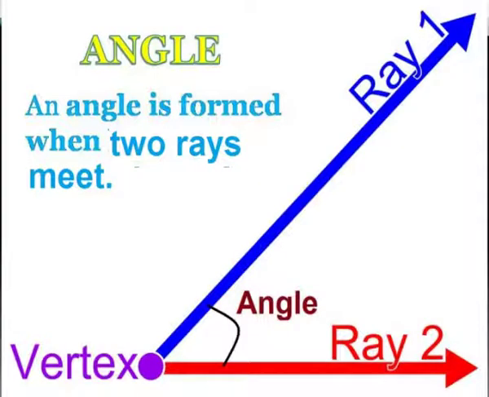Next, definition of an angle. An angle is formed when two rays meet. So here in this figure you can see there is a common vertex from which two rays are raised, and in between these two rays an angle is formed.